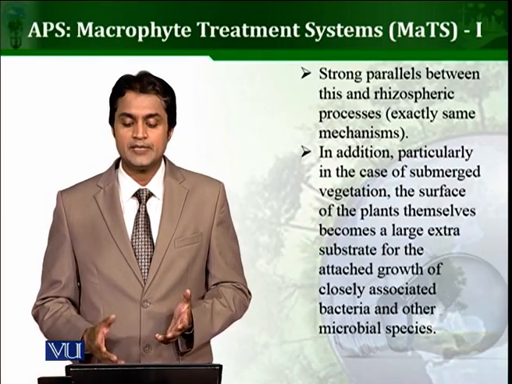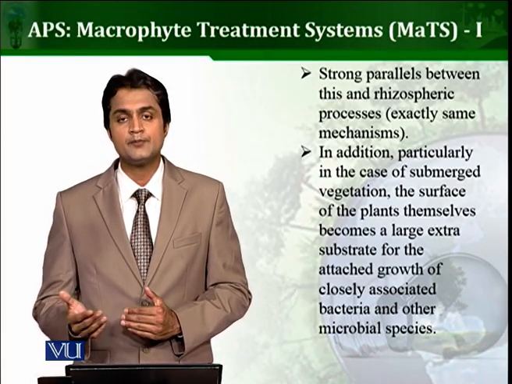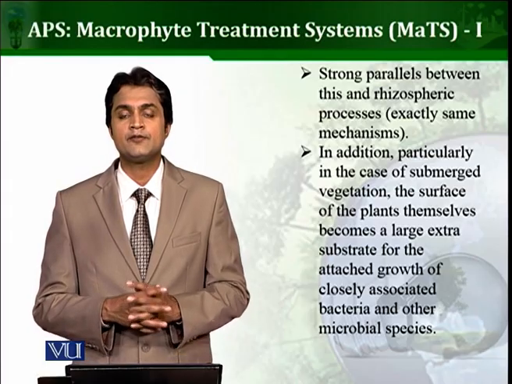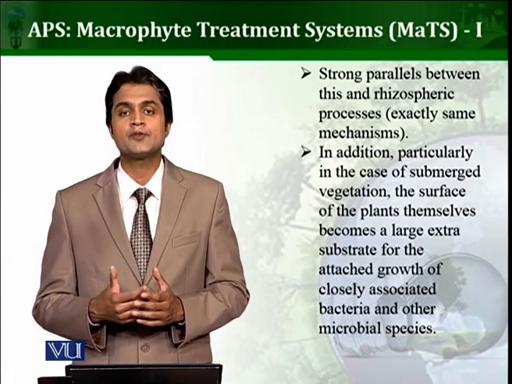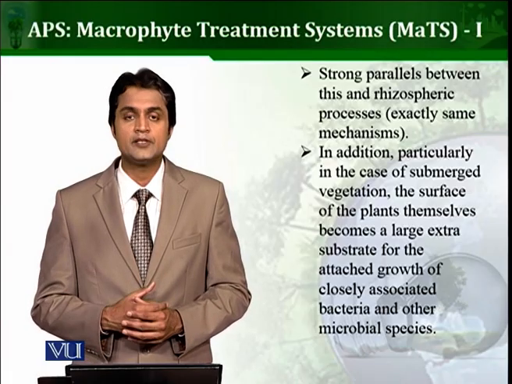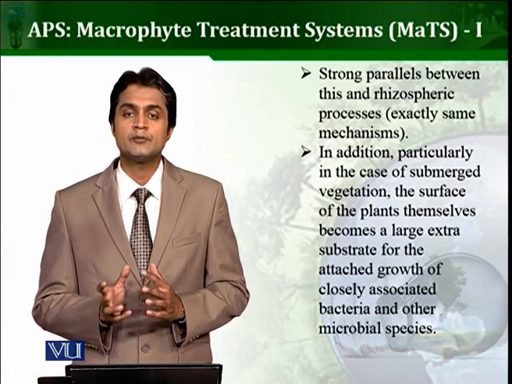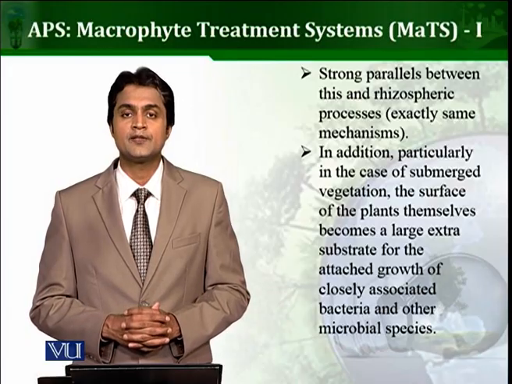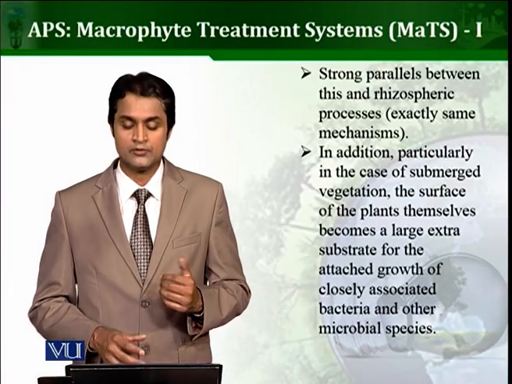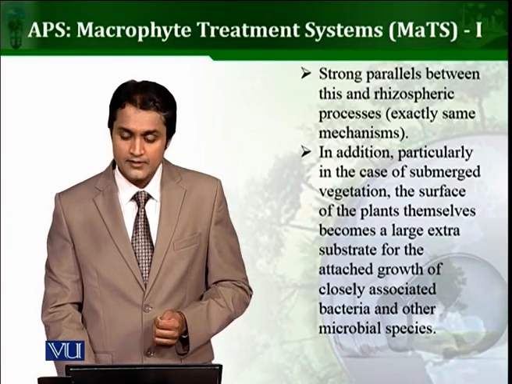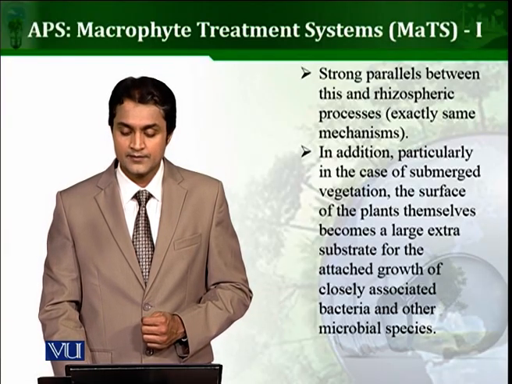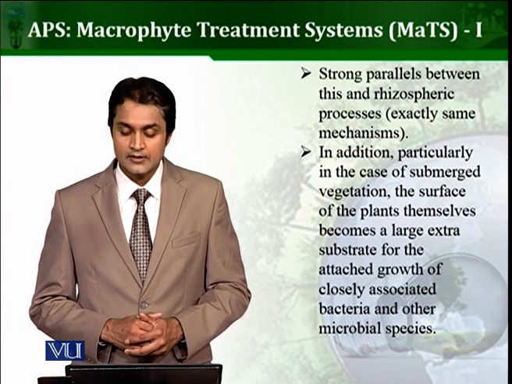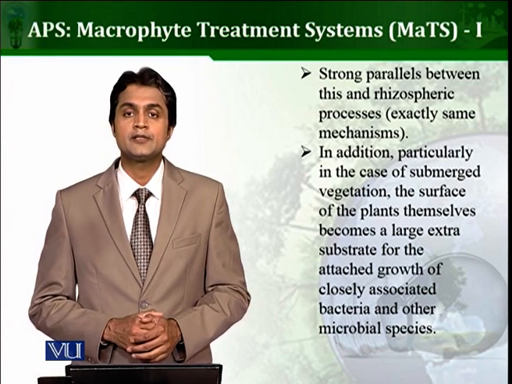So we talked earlier that in this process, there are not only the plants, there are also their roots and the rhizosphere. So the rhizospheric processes that are running in aquatic plants are almost similar to the rhizospheric processes that operate in plants which are grown on land. In addition, particularly in the case of submerged vegetation, the surface of the plants themselves becomes a large extra substrate for the attachment of the microorganisms.